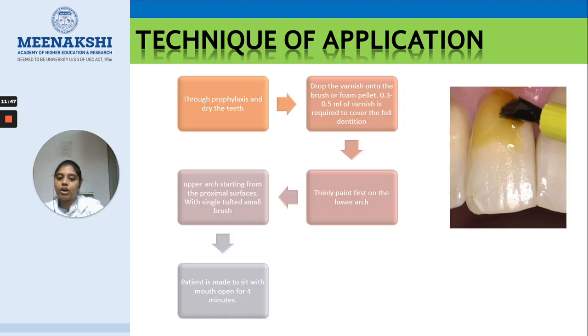So here the technique of application is that after the prophylaxis of the teeth, the varnish is taken in a brush, or in a single tufted brush, where 0.3 to 0.5 ml of varnish is required to cover the entire dentition. You have to start from the proximal surfaces of the upper arch. You just have to thinly paint it over the arches and over the teeth. The patient is made to sit with the mouth open for the next 4 minutes.